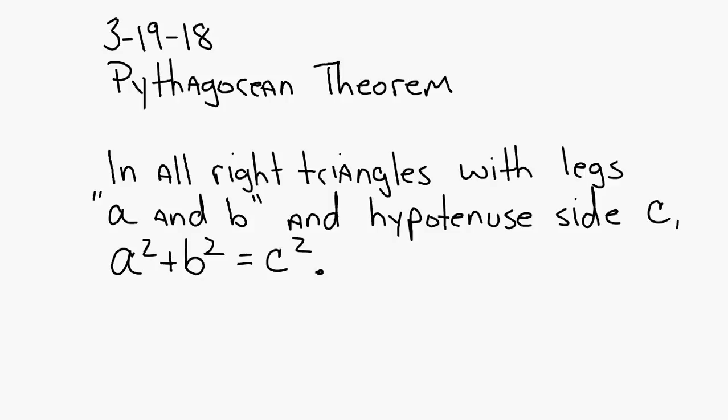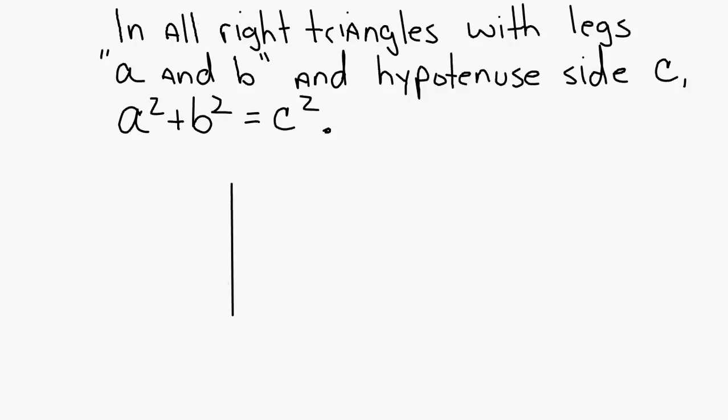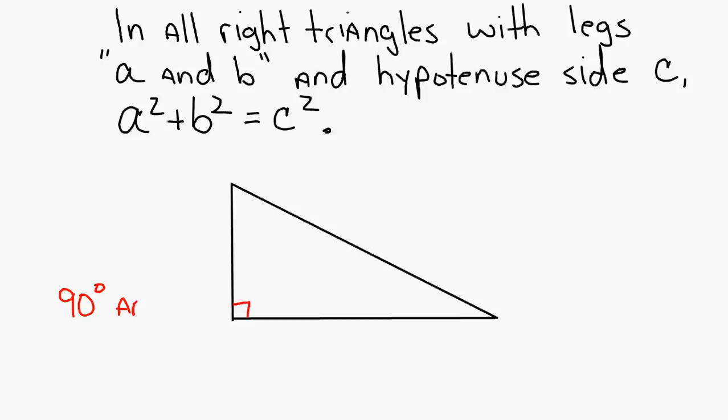So let's get a picture of a right triangle. A right triangle is a triangle that has one 90-degree angle in it. And this symbol right here is the symbol for 90-degree angle. Right there. The sides on either side of the 90-degree angle are always sides A and B.